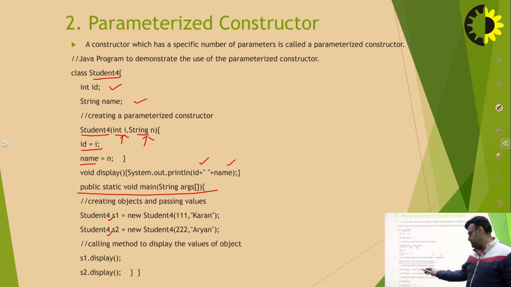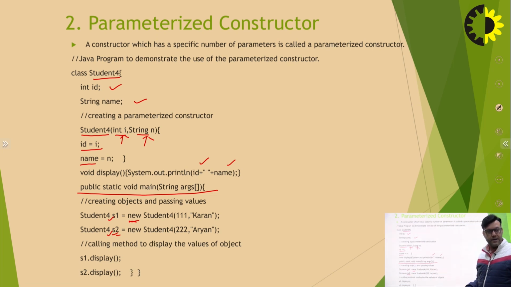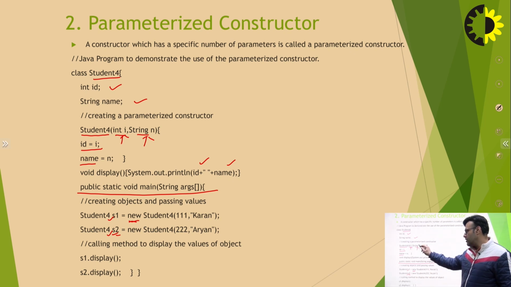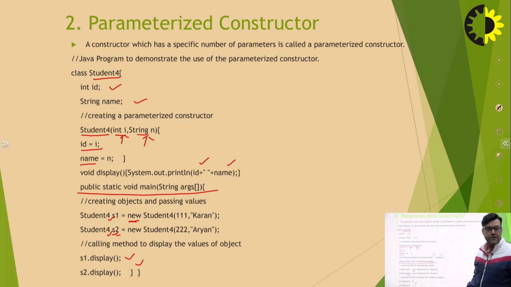Whenever the new keyword is used, a constructor is invoked by default. What type of constructor is here? This is a parameterized constructor. So firstly it will print 111 and Karan, and secondly for s2 it will print 222 and Arjun. So this constructor is called, the values are initialized, and with the help of s1.display and s2.display, these values are printed.